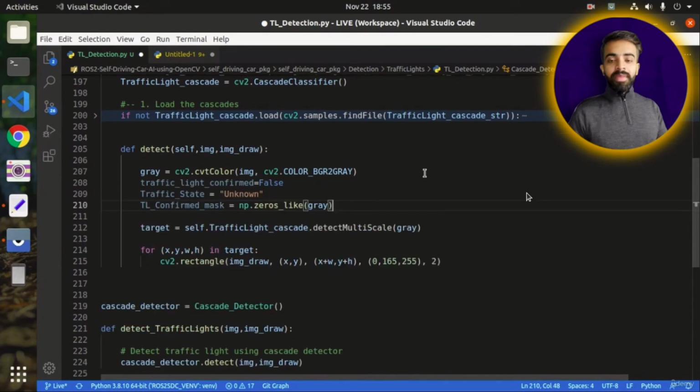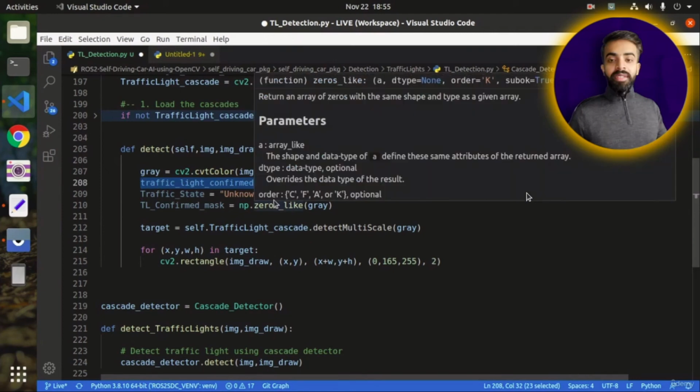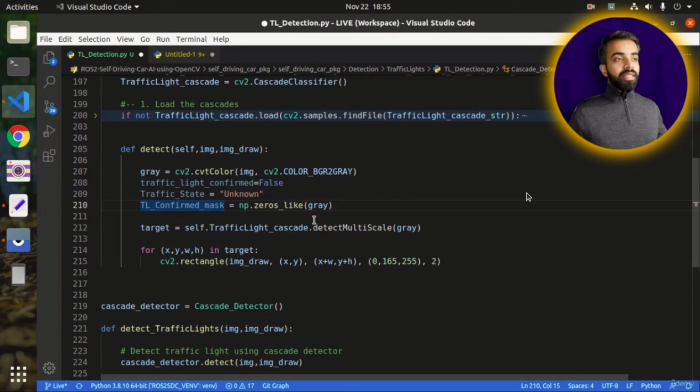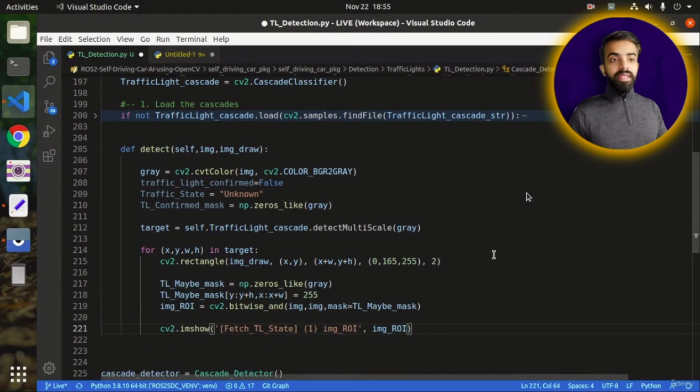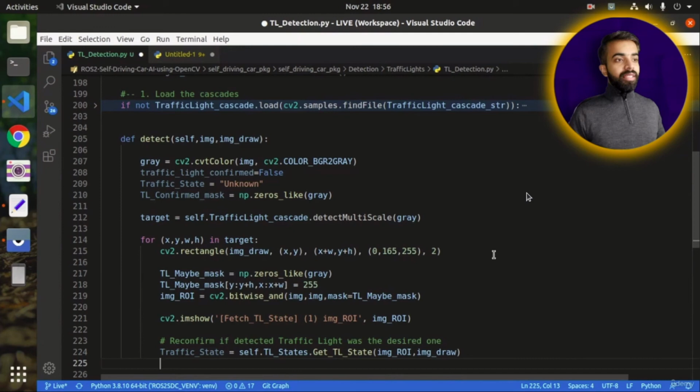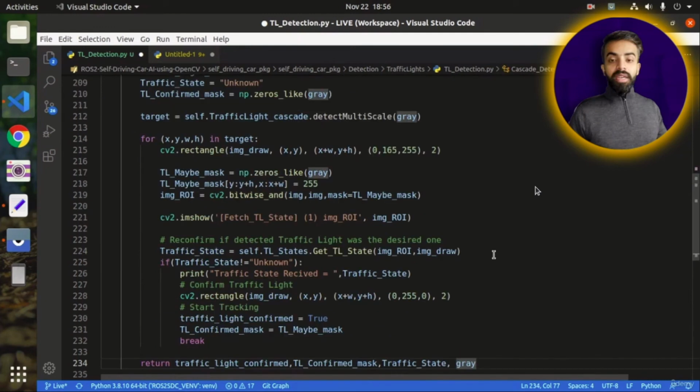For example, the first variable, that is the state of the traffic light, is the direct output that we get from the getTrafficLightState function. Once we encounter a change in the state of the traffic light, we simply set the traffic light confirm boolean variable to true, and the traffic light confirm mask is something that will be used later on. Before we can pass this information to the confirmation and state retrieval mechanism, we first need to isolate the region of interest by masking out everything else. This gets to be the input to our getTrafficLightState function. Then, once the traffic light state has been found to be changed from unknown to a new state, we simply draw a green rectangle around the traffic light, signaling its confirmation.